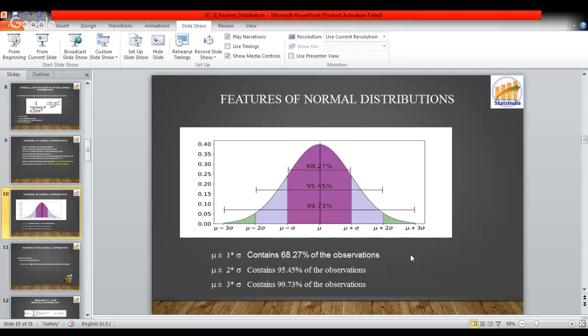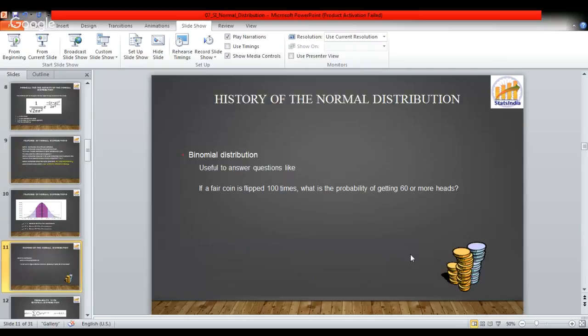So Six Sigma or quality control is also based on normal distribution. A history of normal distribution. If a fair coin is tossed for 100 times, what is the probability of getting 60 or more heads?